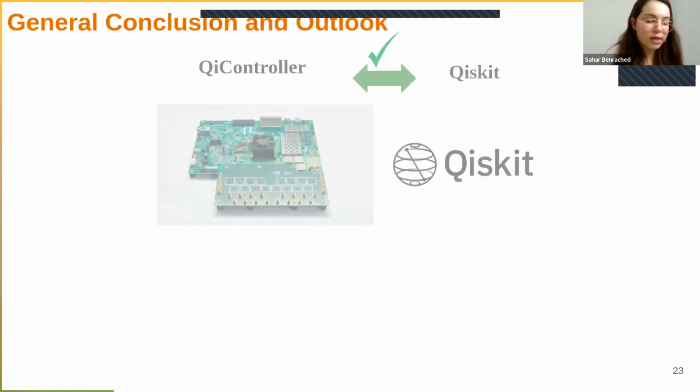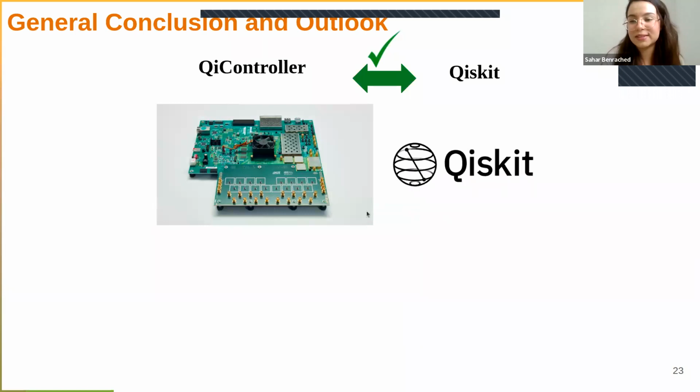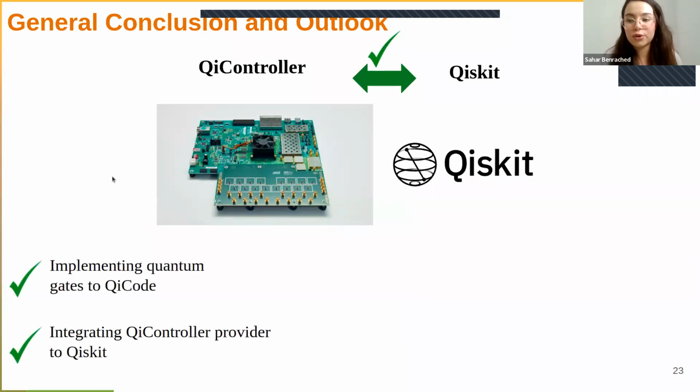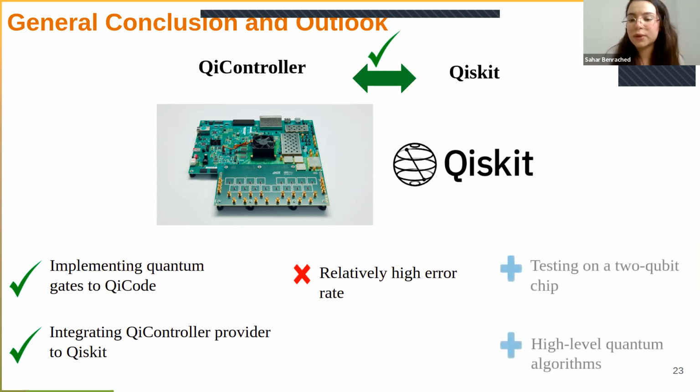So as a general conclusion and outlook, we have implemented the integration between Qiskit and the QiController. This went through two big steps: first, the implementation of quantum gates on the QiCode, and then the integration of the QiController provider to Qiskit using the provider interface. For the measurement, we still have a relatively high error rate, but that's something we can ameliorate with experiments and, as I said, better methods of calibration and characterization.